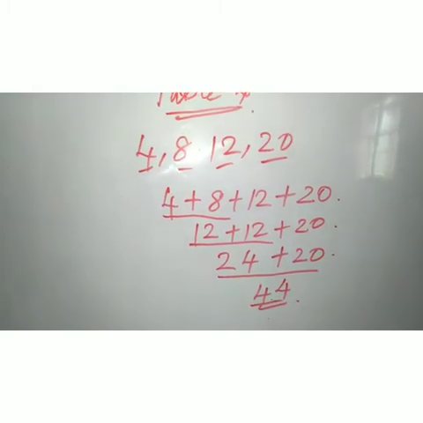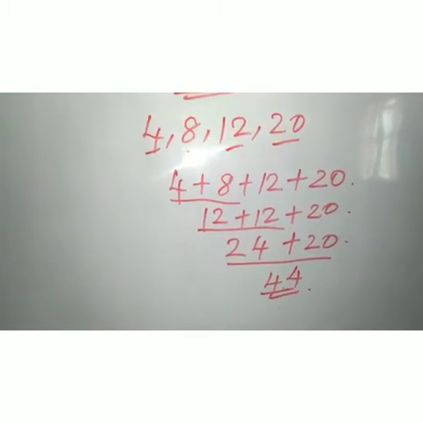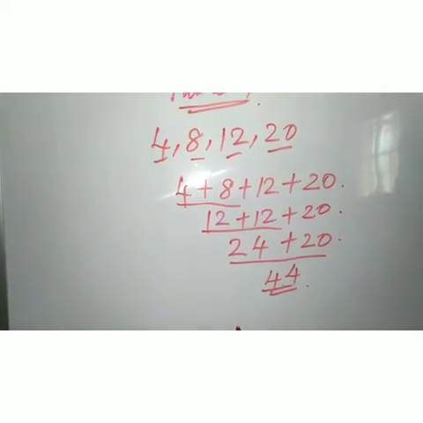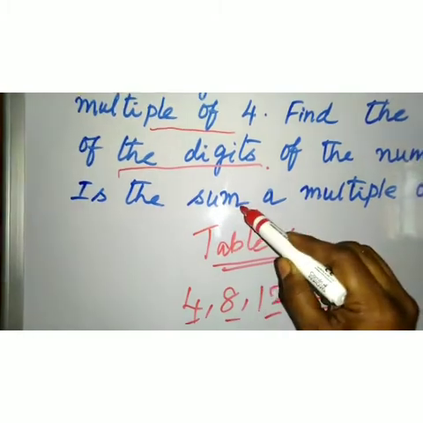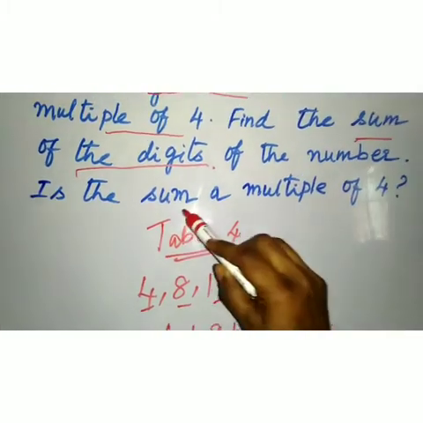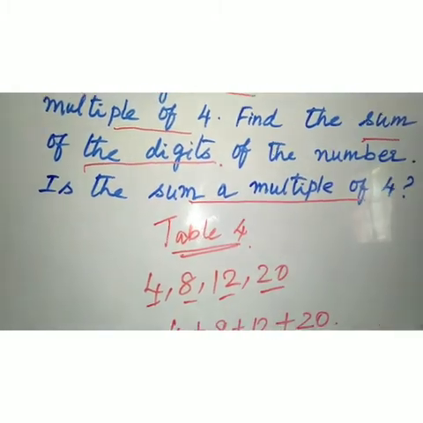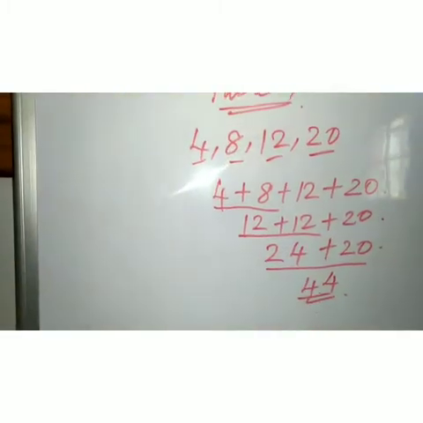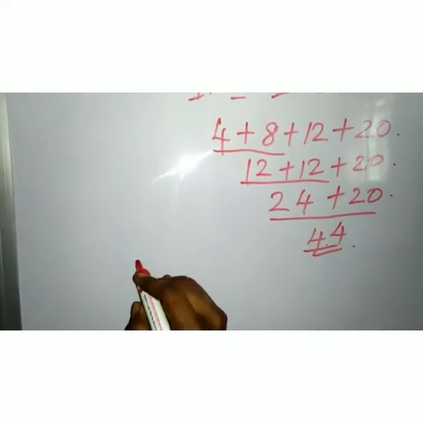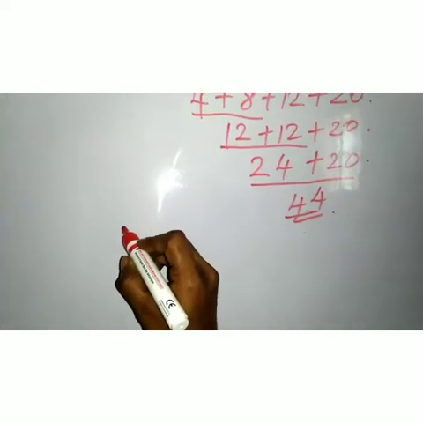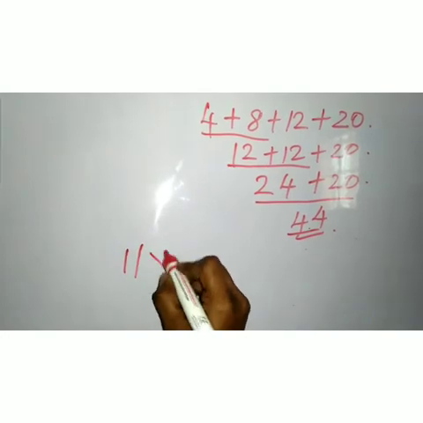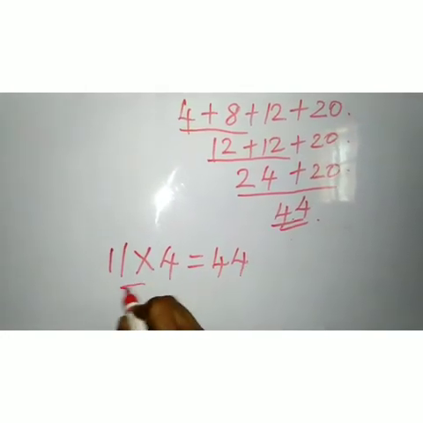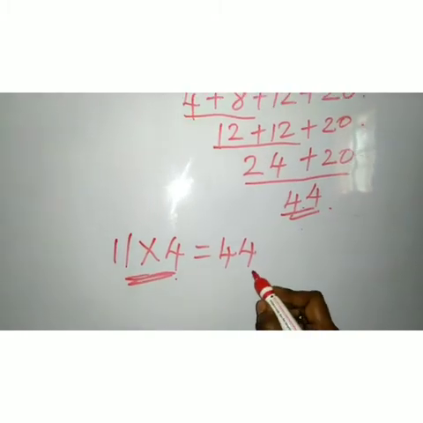Okay children. Now you have to check whether it is divisible by 4 or not. Is the sum a multiple of 4? We have to find that. You got the sum as 44. Is 44 a multiple of 4? How many times do you get 44 in multiplication table 4? 11 fours are 44. So 44 is a multiple of 4.